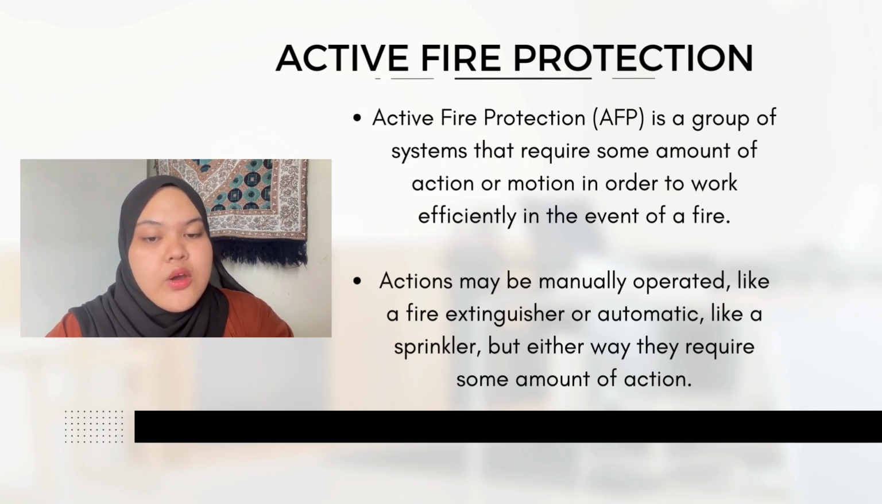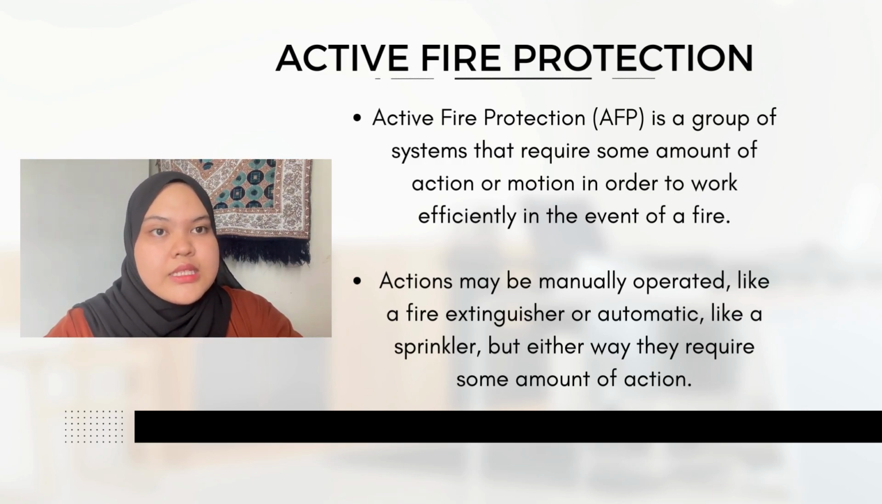Action may be manually operated, like a fire extinguisher, or automatic, like a sprinkler, but either way, they require some amount of action. It includes things like fire sprinklers, extinguishers, alarms, and suppression systems. These are put in place to quickly detect and respond to fires, ensuring the safety of people and minimizing damage. It's all about actively combating fires to keep everyone safe.